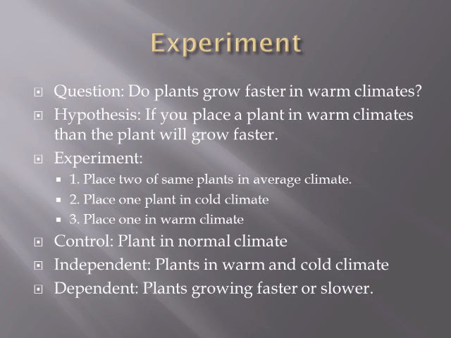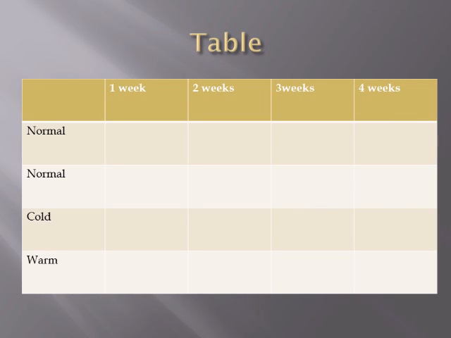The independent variable is the plant in warm and cold climate. The dependent variable is the plants growing faster or slower. This is my table. You're going to have two in normal temperature, one in cold, and one in warm. And every week you're going to measure how much it grows.